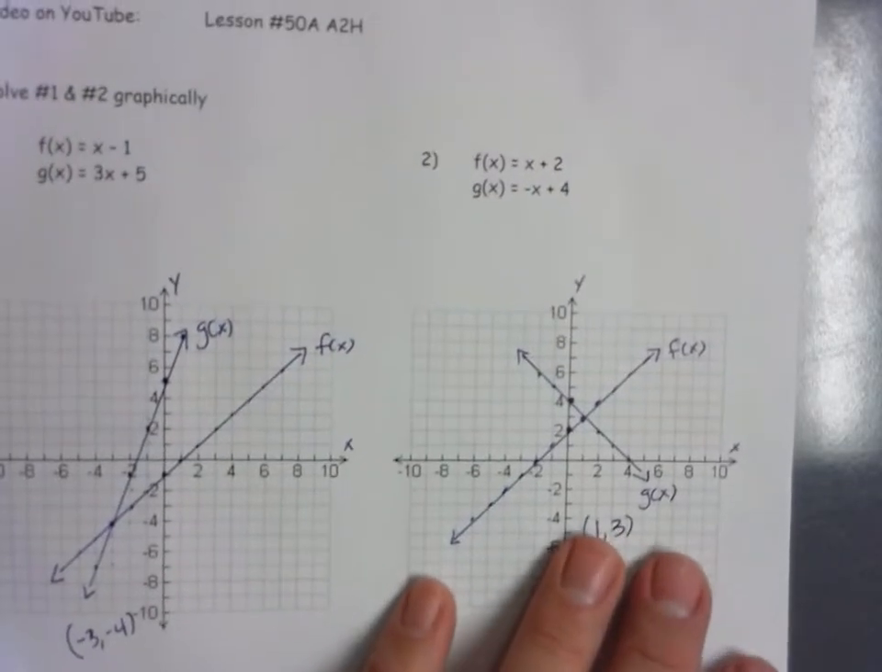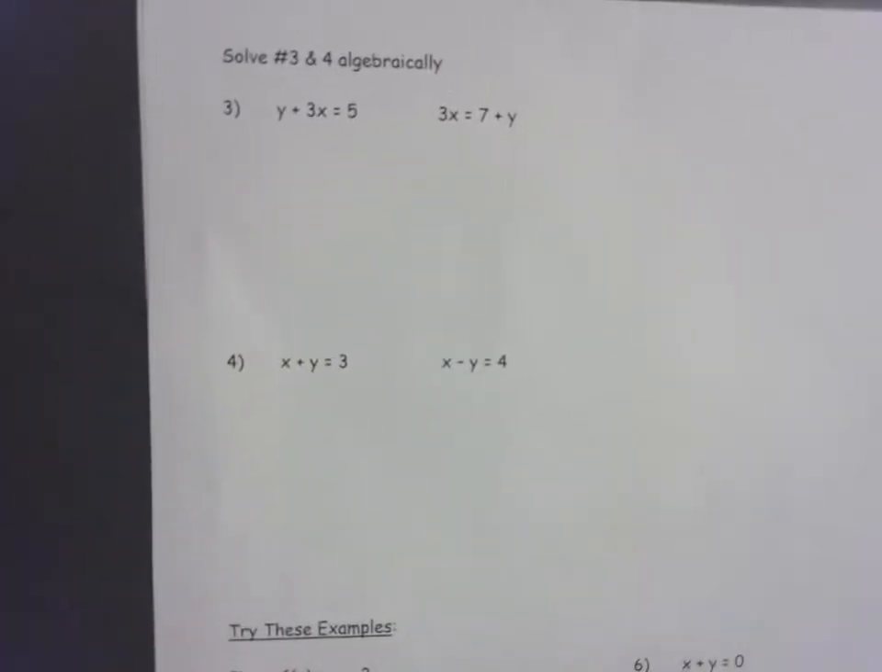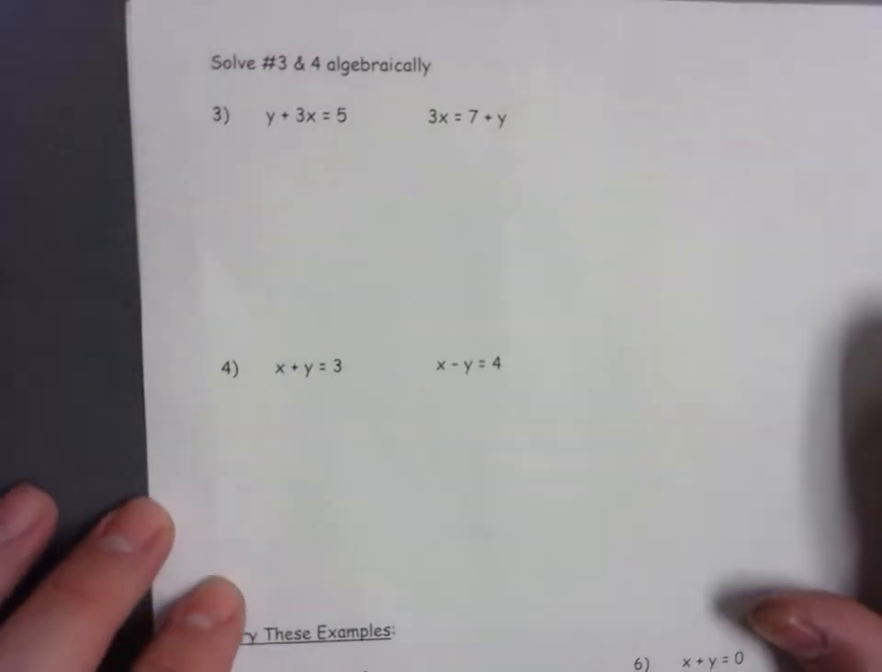Now on the next page, you will solve algebraically, numbers 3 and 4. When we solve algebraically, when we start dealing with our system of equations which we're coming up, which is going to be the equation of a line and a quadratic, or the line and a circle, we're going to always use substitution. So let's practice substitution here.